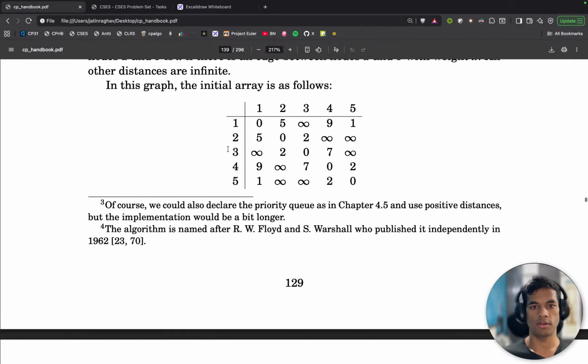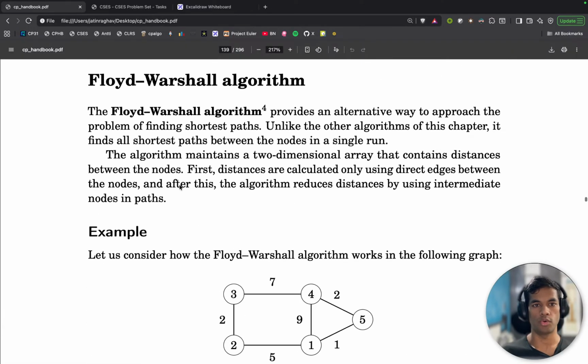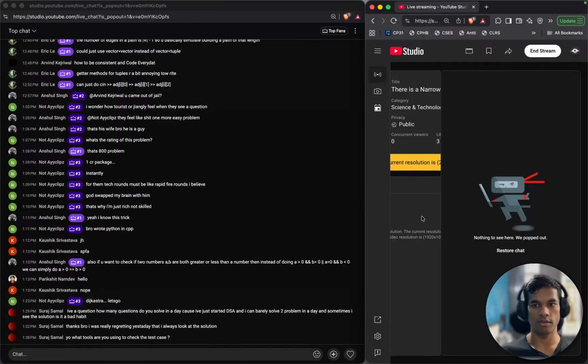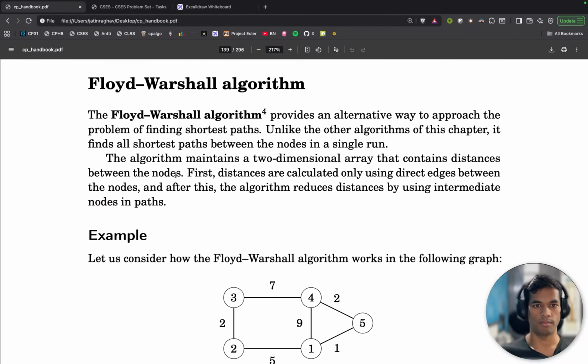Okay, now on to Floyd-Warshall, and that would be the last algorithm for today, and it will be pretty cool.